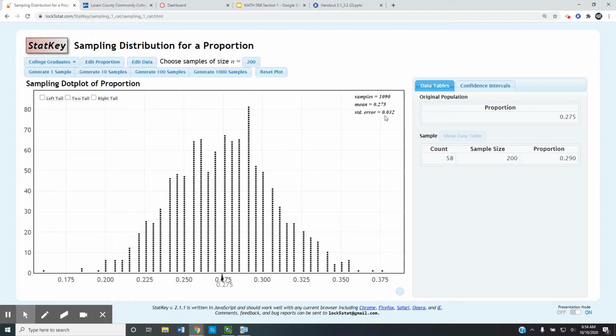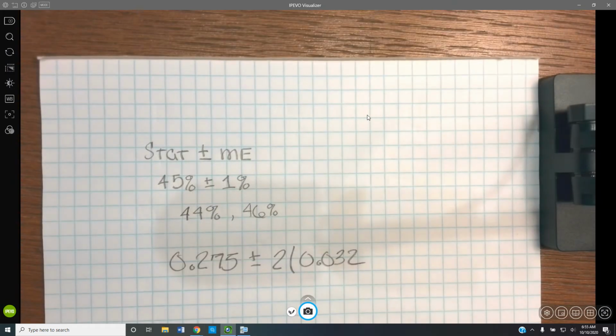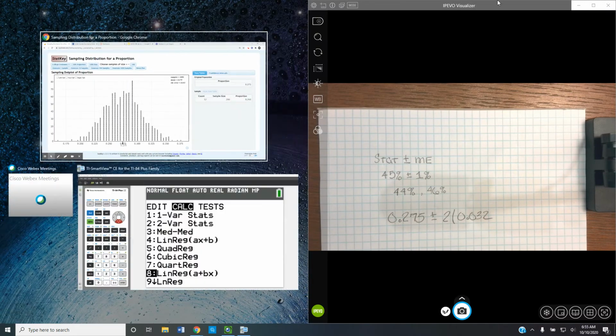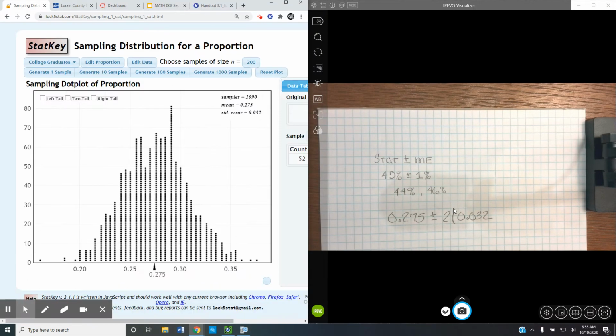So I'm going to multiply 2 by 0.032. So I'm going to turn my camera on so you can see it. I had to write my numbers. Tell you what, let me do this. Let me minimize. Let me do a little Windows effect here. And let's grab this one. That way you can see both things.